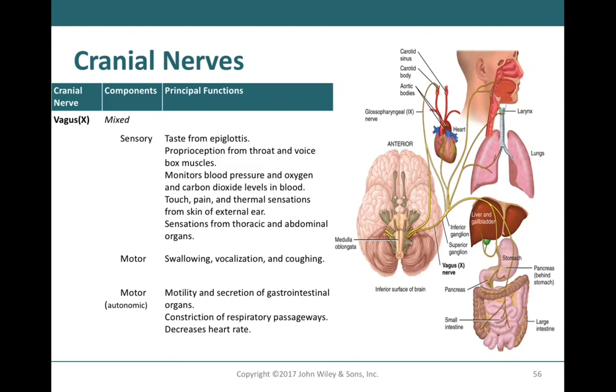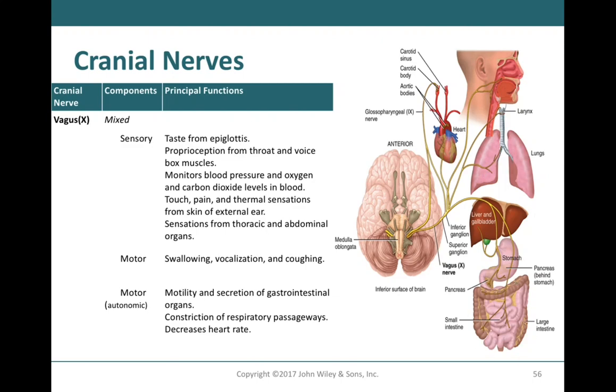Our last mixed nerve, and the biggest of all the cranial nerves, is the vagus nerve. Now the vagus nerve is the most expansive of all of our cranial nerves. This is cranial nerve number 10, and we can see from this picture how expansive this vagus nerve actually is. We can see the vagus nerve innervating certain parts of the heart, certain parts of the back of the throat, certain parts in the lungs and in the larynx, the liver, the gallbladder, and our organs of internal digestion.